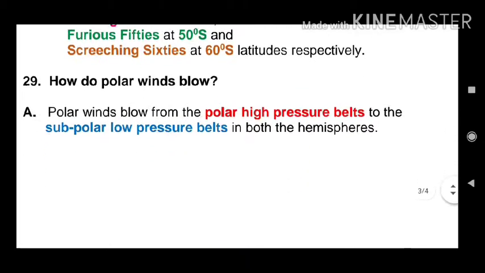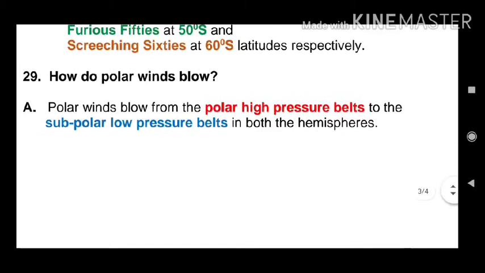Next question. How do polar winds blow? Polar winds blow from the polar high pressure belts to the subpolar low pressure belts in both the hemispheres.